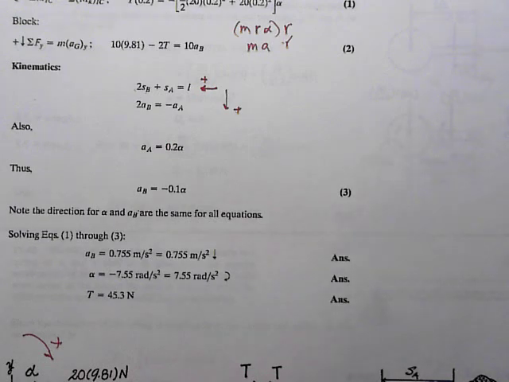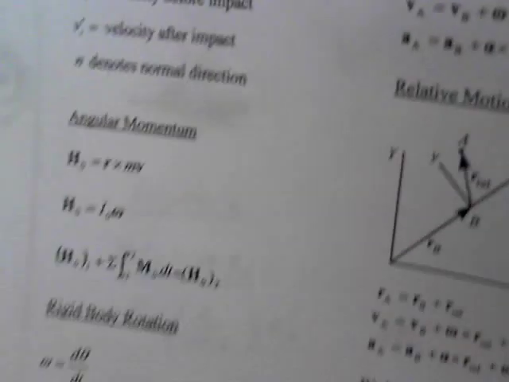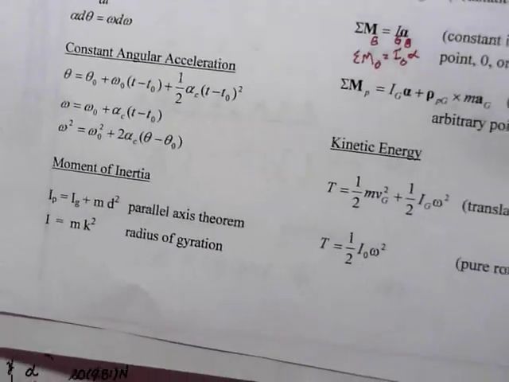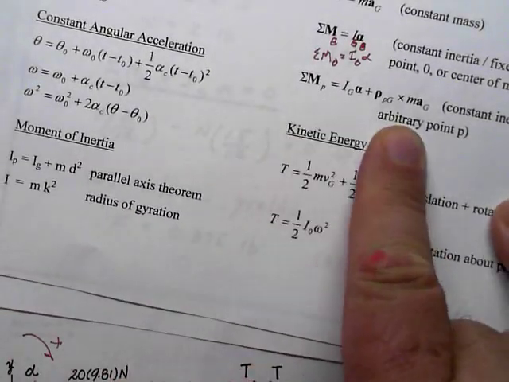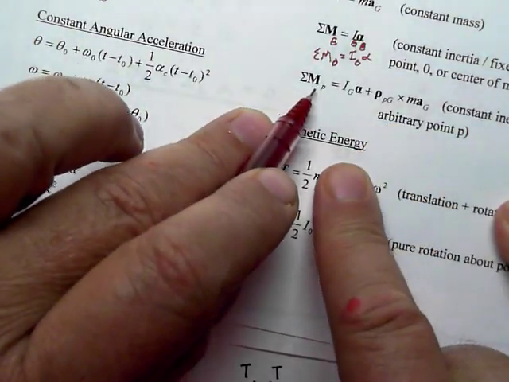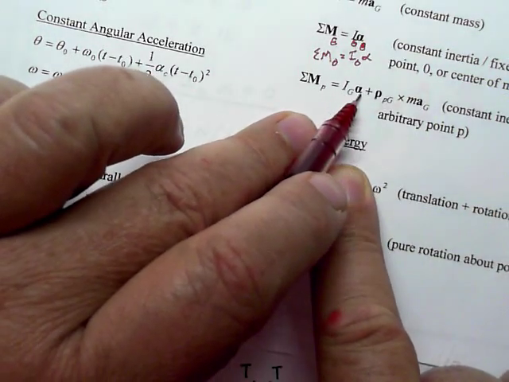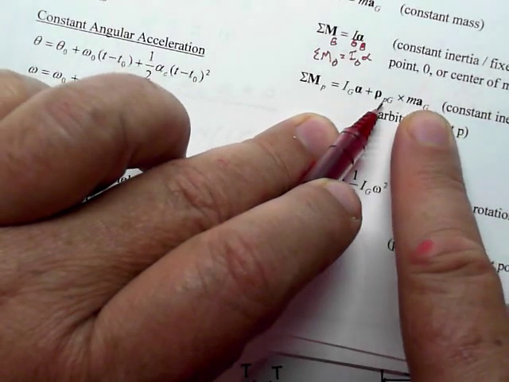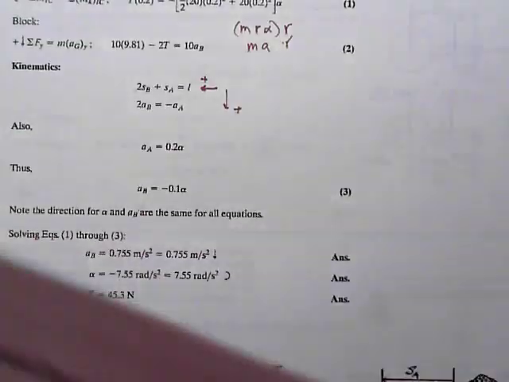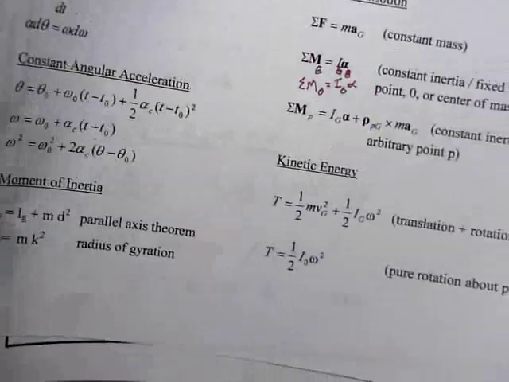Or on our equation sheet, let me find my equation sheet. We also could have said the sum of moments about point P is I g alpha plus rho cross ma. We're simply using this equation. Two ways to view it. Let me say one other thing about this.